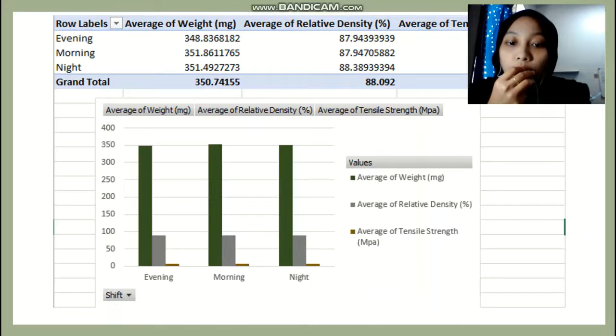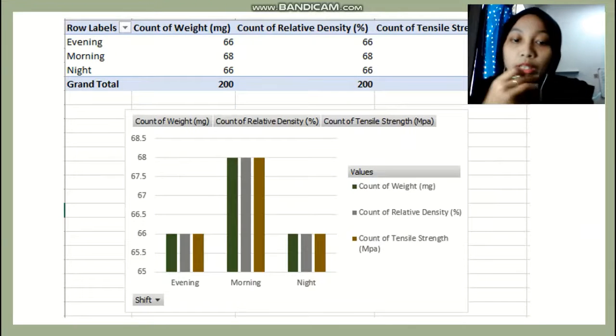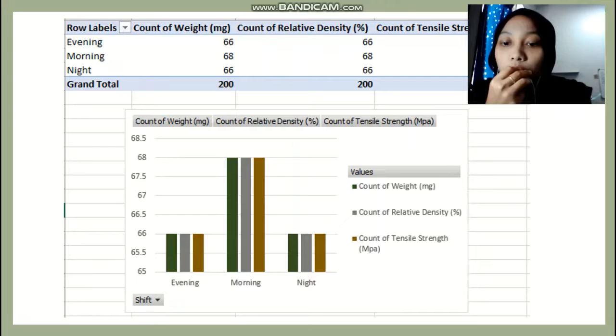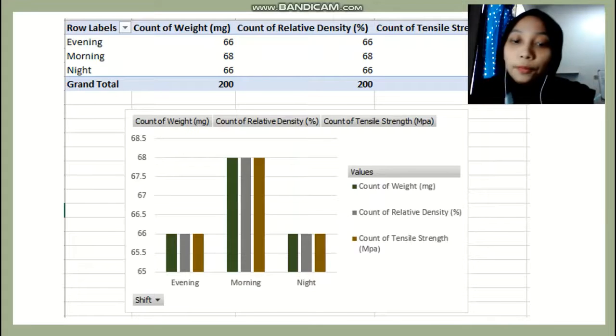From the result in this figure, we can clearly see that the morning shift has the highest production. This conclusion is proved by the count analysis in this figure, which shows that the morning shift provides the highest production. The average analysis is similar to the sum and count analysis, where we calculated the average of weight, average relative density, and average tensile strength using a pivot table, and analyzed the result graphically using the pivot table.